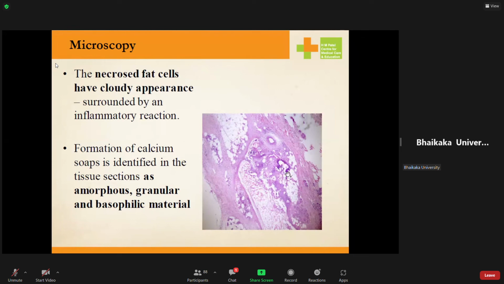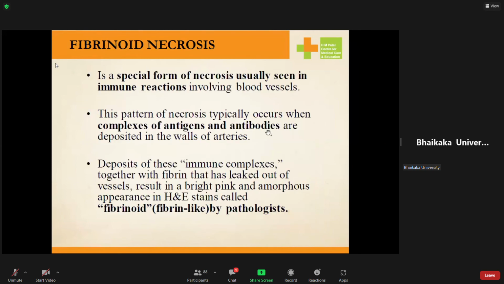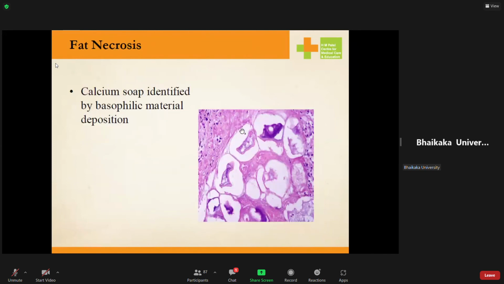It is seen in acute pancreatitis, and calcium soap is identified by basophilic material deposition. This is the calcification. If these chalky streaks are deposited in the cells for a longer duration of time, it leads to the formation of calcium soap. Now, what is the mechanism of it? If it is of long duration, it leads to dystrophic calcification, and it leads to the formation of calcium soap.